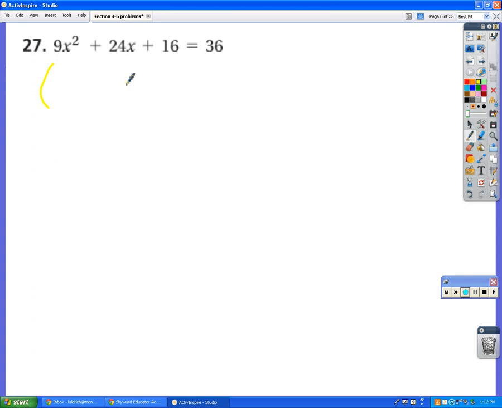All right, 27. Same thing. I'm going to start by factoring the stuff on the left. But now instead of having an x squared, I have a 9x squared. What times what is 9x squared? 3x and 3x. And then what times what is 16? 4 and 4. And this is going to work because if I FOILed this back out, 4 times 3x is 12x, and 3x times 4 is also 12x, and so I would add those together and get 24x.